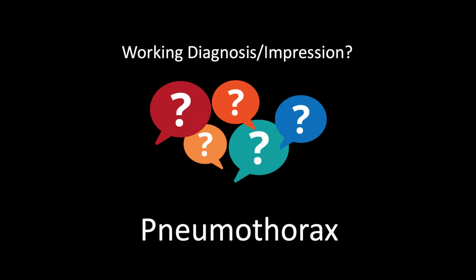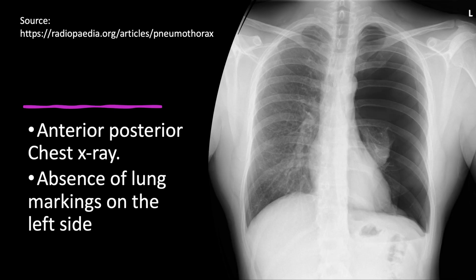So our working diagnosis or impression is that of pneumothorax. Pneumothorax, again, lots of letters. You can ignore the P and the E and just think pneumothorax. Okay. So let's have a little look at his chest x-ray.